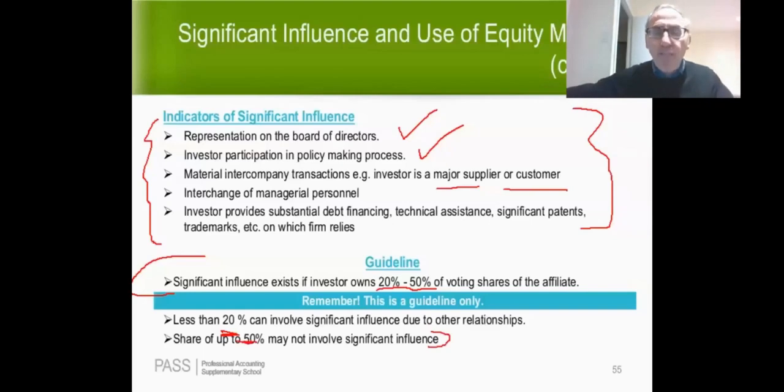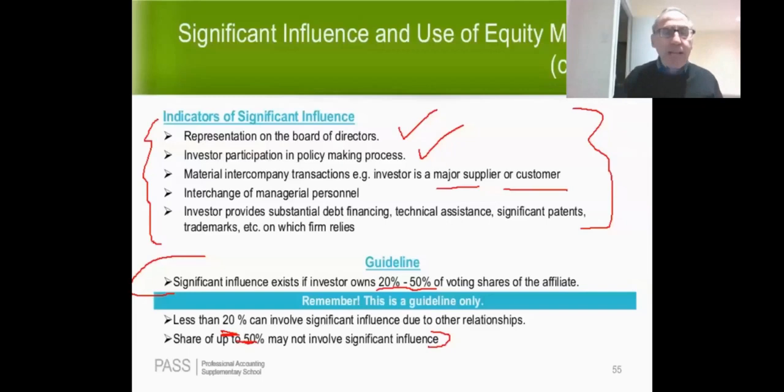A owns 25% of B. The other 75% is owned by one family, and that family calls all the shots. And A really has no influence whatsoever on the company. Even with a 25% share, they may still not have significant influence.